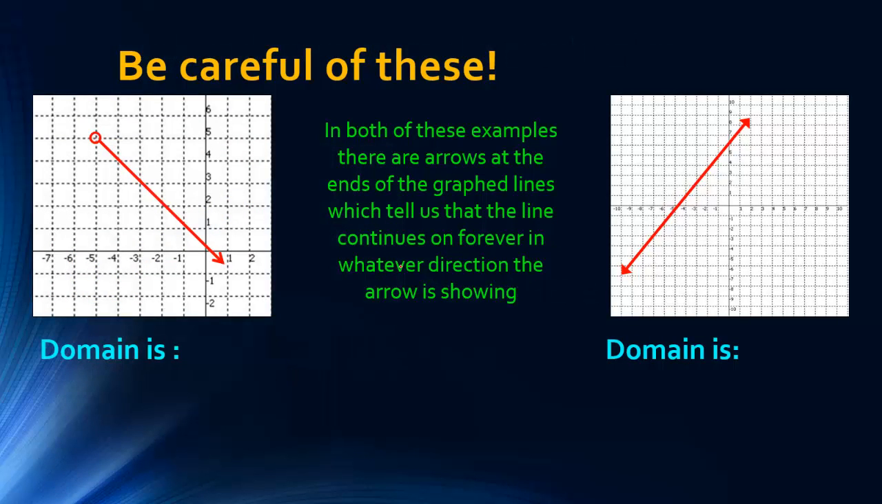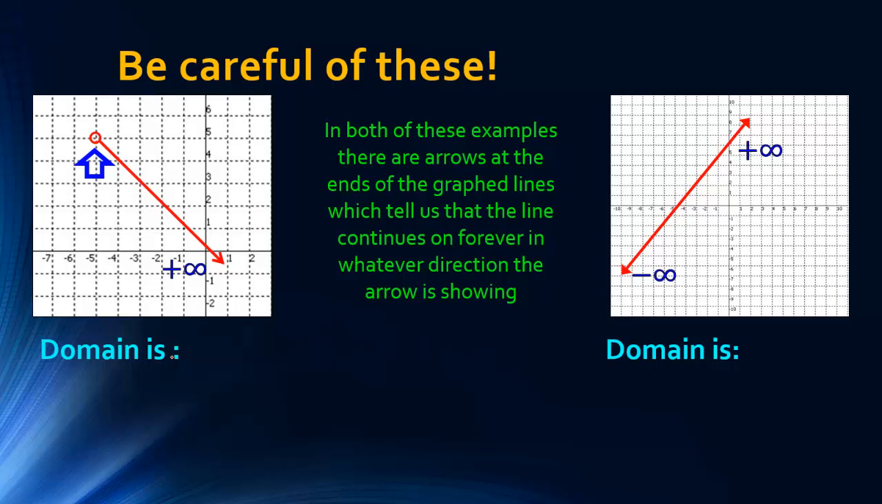Be careful of these, okay? We've got a few examples here all wrapped up into one. In this case, we have a ray, so it has an endpoint, but then you notice that it has this arrow, and that means that it keeps going in that direction, okay? So this open point is going to tell us a couple things. One, it starts there, but it doesn't include that point. And then the arrow tells us that it goes on for infinity, basically. It keeps going. This one has arrows on both ends, so this line continues forever in either direction.